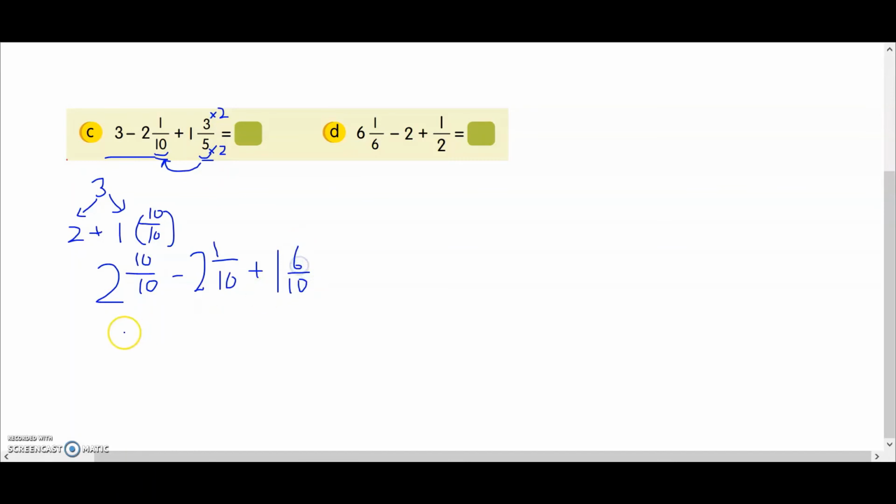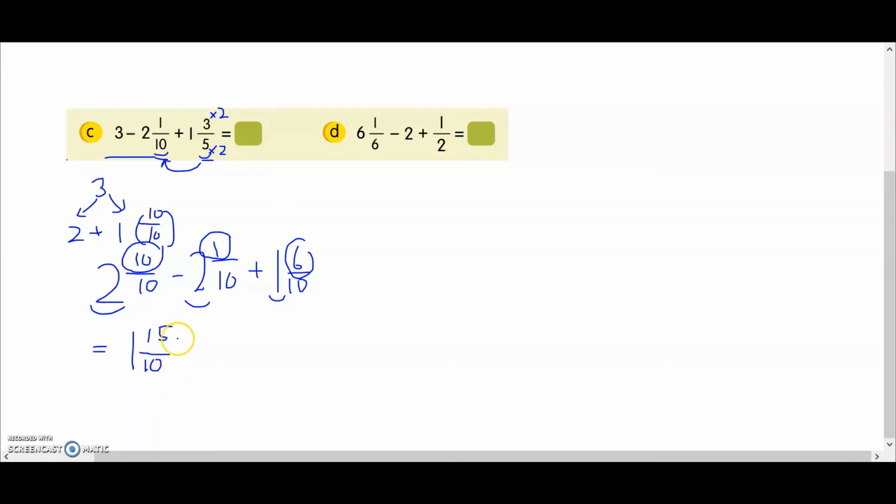3 times 2, 6. Okay, now we start with the round number. 2 minus 2 is 0. 0 plus 1 is 1. The denominator doesn't change. The top number, 10 minus 1 is 9. 9 plus 6, 15. Okay, is this the final answer?